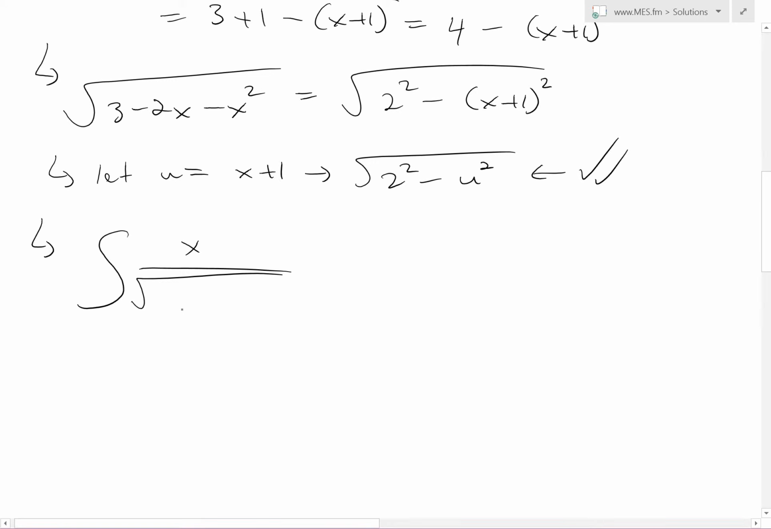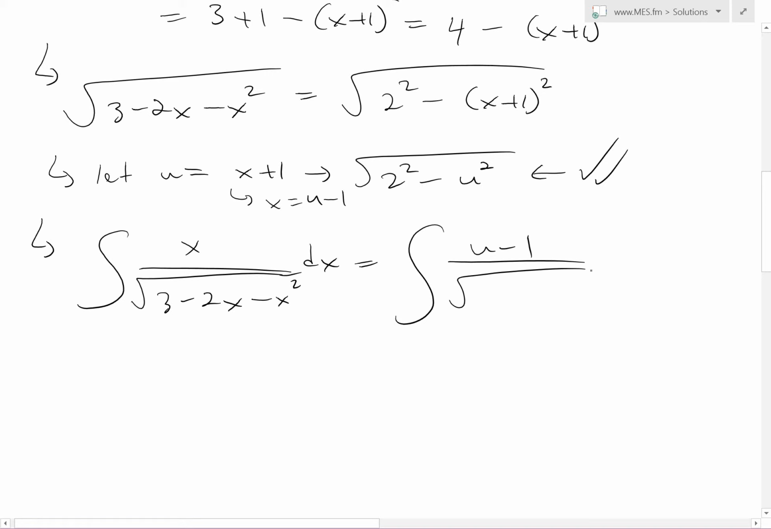So now what we get is, this whole bottom part would be, I'll write this out first, the square root of 3 minus 2x minus x squared dx. Now this equals, let's rewrite this, x equals u, and then subtract the 1, so minus 1. So we get u minus 1 divided by the square root of 2 squared minus u squared, and now we have a dx there.